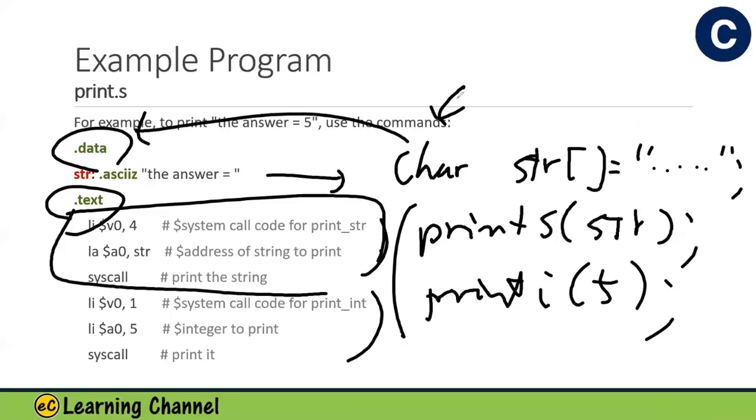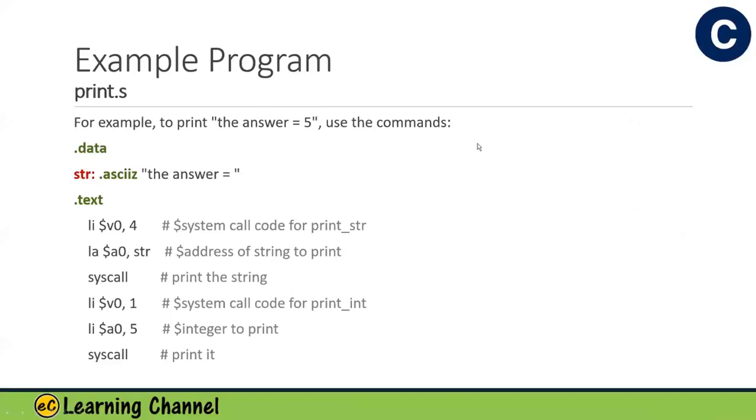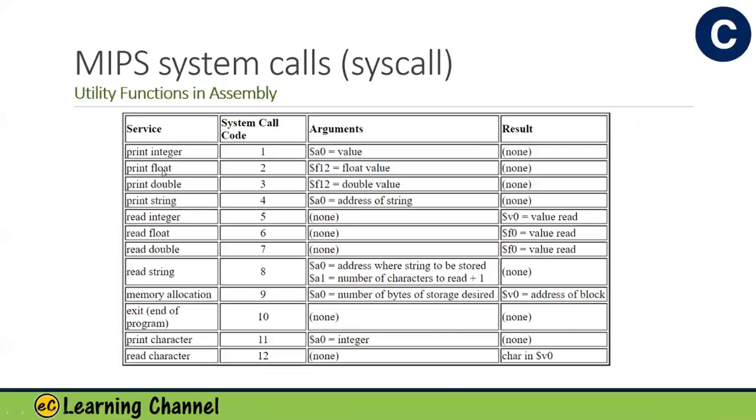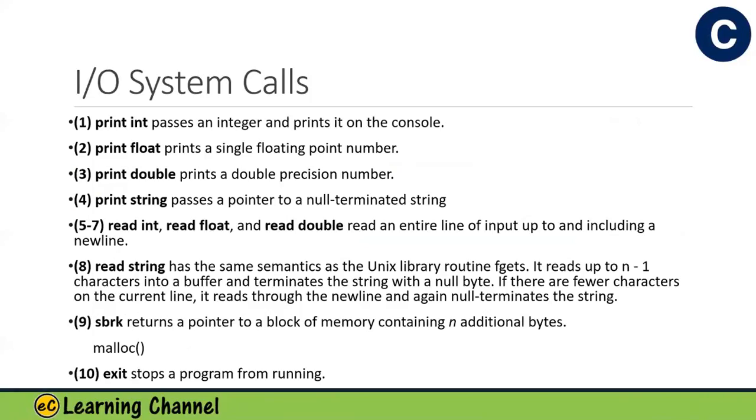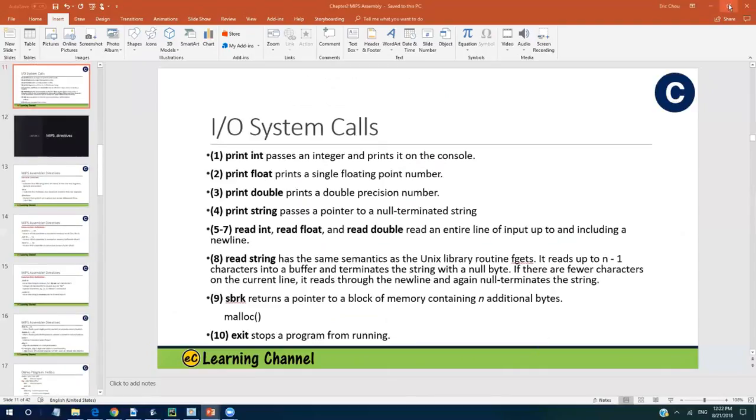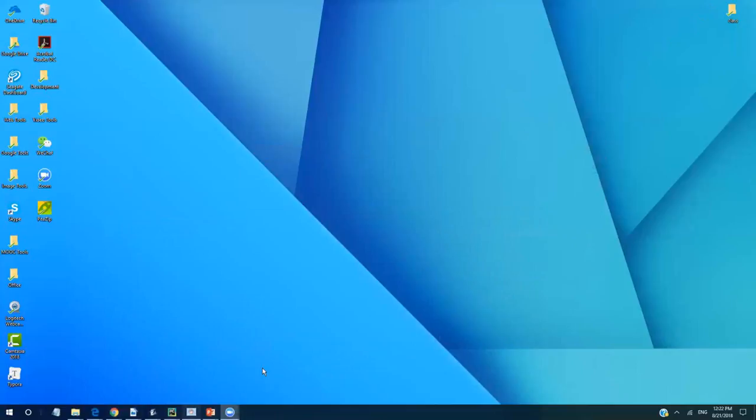Okay. So let's go back to the previous page for the print. The service code 1 is print integer. Service 4 is print string. Okay. That's why I included a C label for you. So here are the different system call types. Now let's go to the program print. Okay. So now let's actually try our QtSpim.